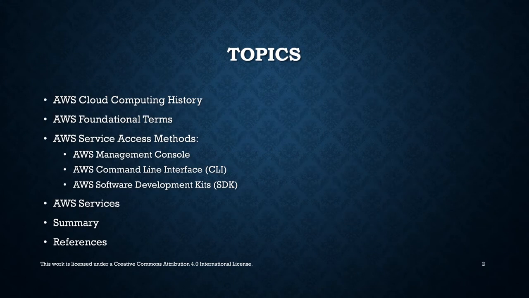area. The topics for this presentation include the history of cloud computing at AWS, interfaces to AWS such as the Management Console, command line interface and software development kits, and a high-level overview of the services available at AWS. AWS is continuously updating their services to reflect the needs of their users. A summary of the key findings in this presentation is also provided. Finally, the supporting references for this presentation are included at the end of this presentation.